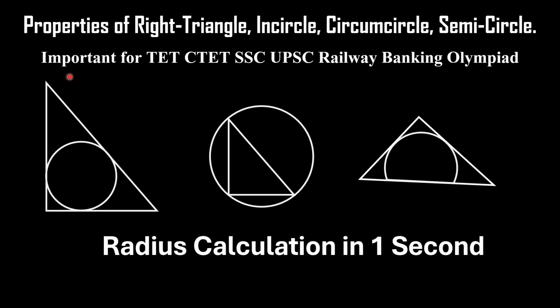Just a few important concepts in properties of triangle, in circle, circumcircle and semicircle. Properties of right angle triangle, in circle, semicircle and circumcircle, vital and important for TET, CTET, SSC, UPSC, Railways, Banking, Olympiad. If you are given these types of figures, you can find the radius in 1 second. And once you find the radius, the area becomes easy. So these are important questions. We will discuss certain basic concepts, how to calculate the radius of the circle in just 1 second.